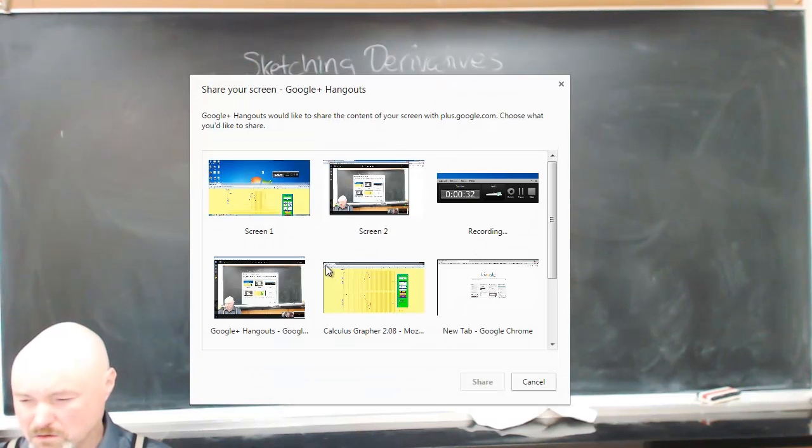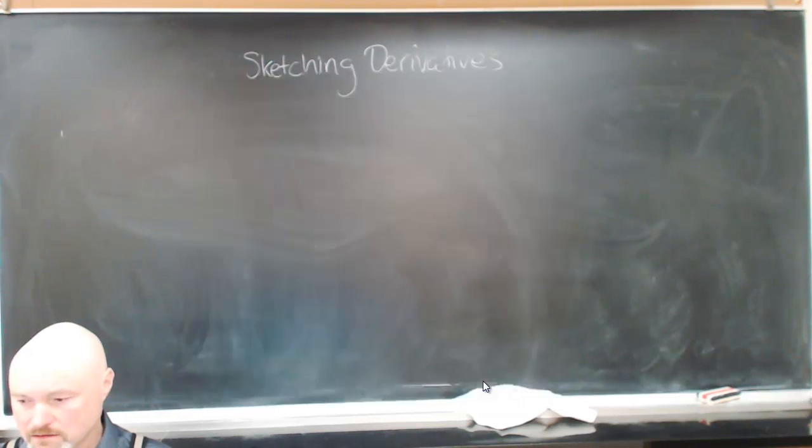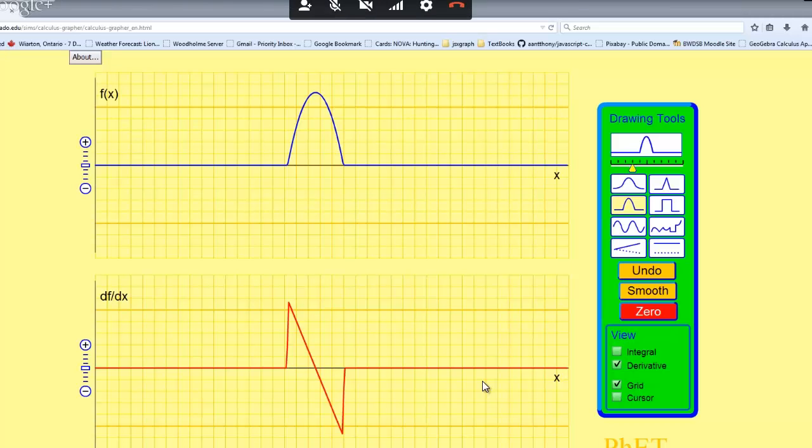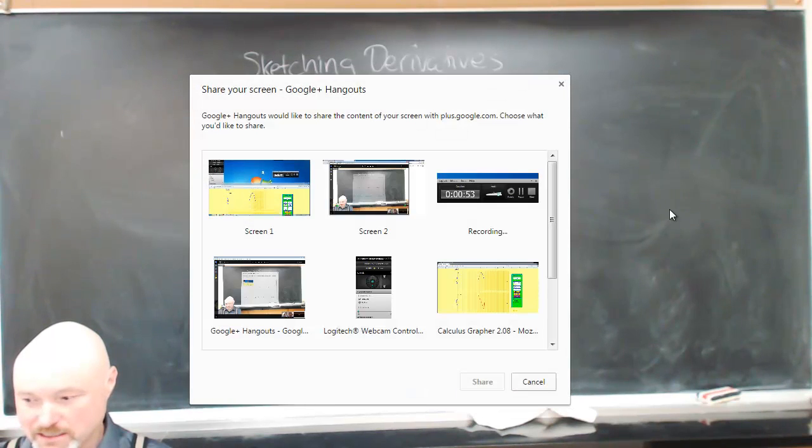So, can I do that? Maybe I don't want to do that. Oh, there's the derivative as well as what you would have sketched for the derivative. Okay, so I don't know what I'm doing after all. I'm going to stop doing that. Nailed it. Okay, screen share.